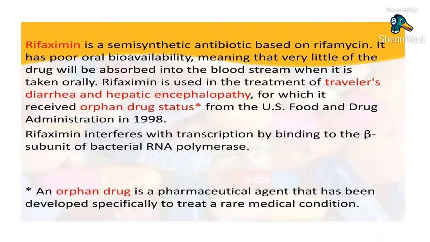Rifaximin is a synthetic antibiotic based on rifamycin. It has poor oral bioavailability, meaning that very little of the drug is absorbed into the bloodstream when taken orally. Rifaximin is used in the treatment of traveler's diarrhea and hepatic encephalopathy, for which it received orphan drug status from the US Food and Drug Administration in 1998. Rifaximin inhibits transcription by binding to the beta subunit of bacterial RNA polymerase. An orphan drug is a pharmaceutical agent developed specifically to treat a rare medical condition.